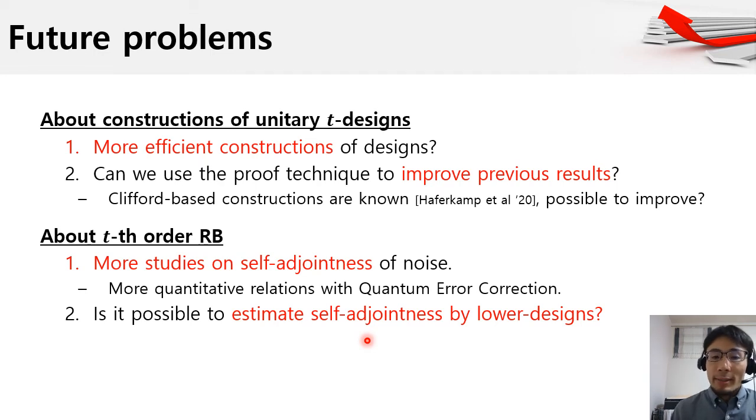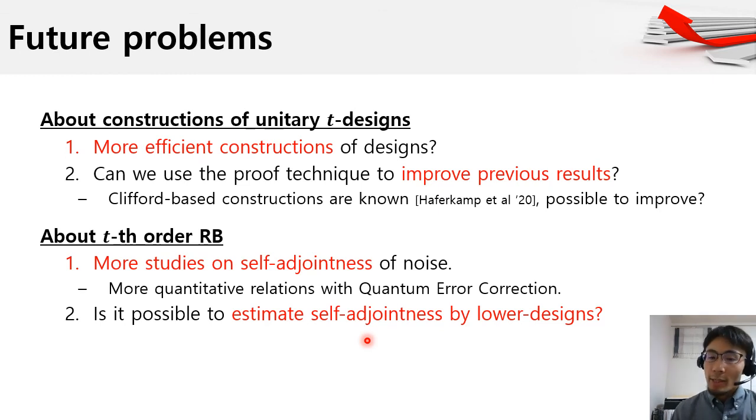Also, about Tth order RB protocols, I said that the self-adjointness of noise is related to quantum error correction, but it is not quantitative. So it is very important to study quantitative relations between the self-adjointness of the noise and quantum error correction. This is, I think, very important.